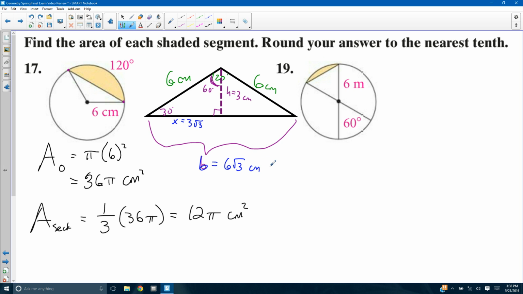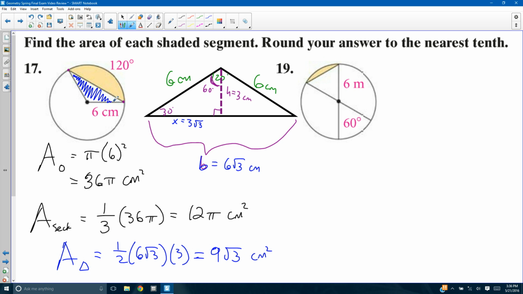So the area of your triangle is 1/2 times 6√3 times height. So base times height. Half of 6 is 3. 3 times 3 is 9. So we get 9√3 square centimeters right there. So that's the area of this whole triangle right here.